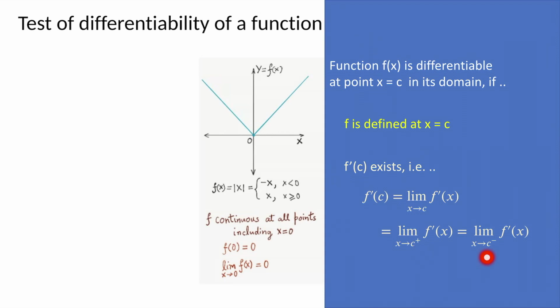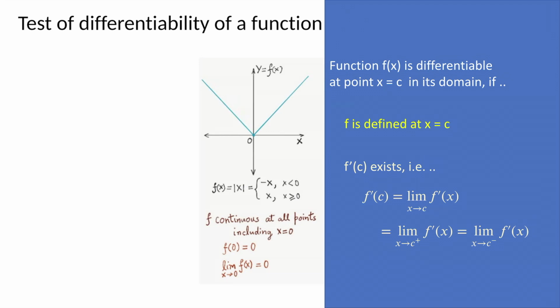Likewise, when we approach c from the left hand side, think of values on x axis very close to c, but to the left of c, slightly less than c, and we write that as x tends to c minus. So these two limits should be equal, which amounts to the same as saying that the slope of the tangents to the curve of f as we approach x equal to c from the left hand side and from the right hand side should approach the same value.